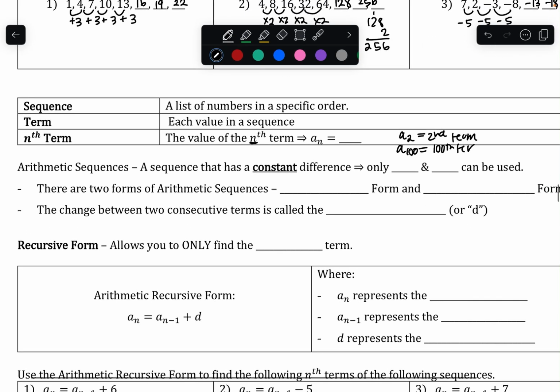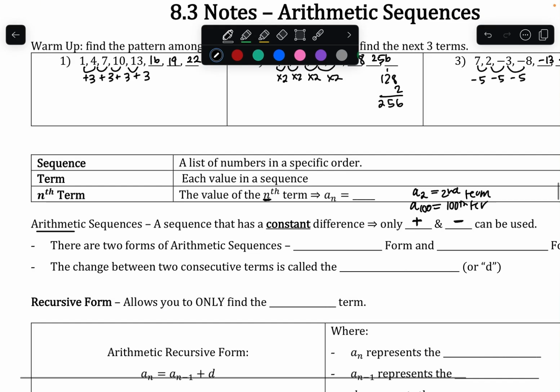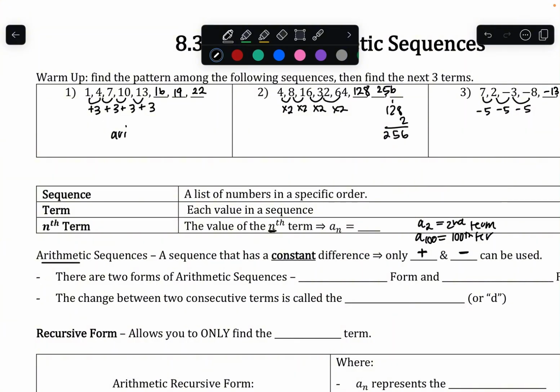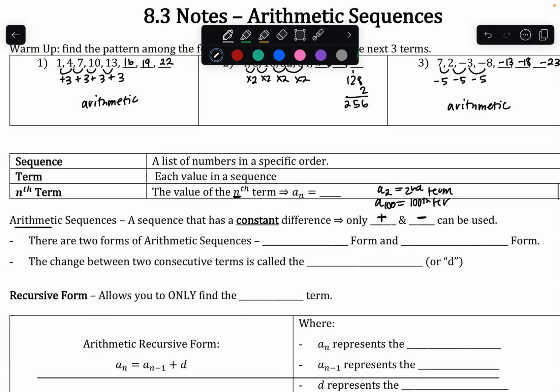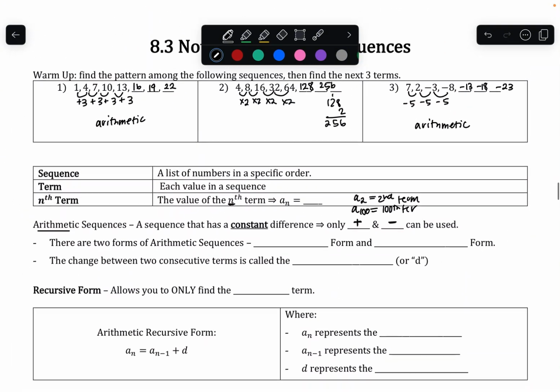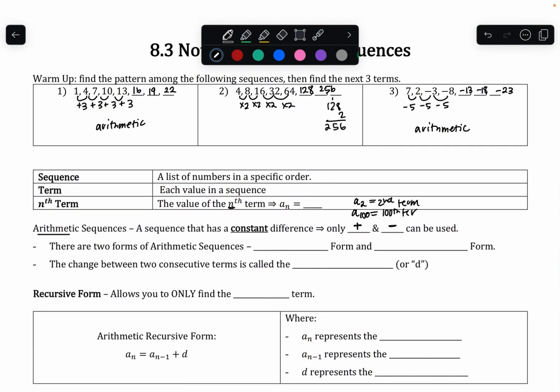Okay, and so arithmetic sequences are a specific sequence where we have a constant difference, which means we can only add or subtract. Only addition and subtraction. And so number 1 would be arithmetic, and number 3 would be arithmetic. Number 2 would not be arithmetic. It's actually a different kind of sequence we'll talk about, but because we're multiplying, it is not arithmetic.